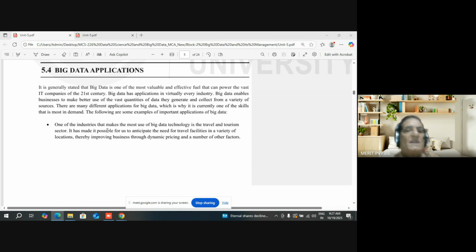So one of the industries that makes the most use of big data technology is travel and tourism. It has made it possible for us to analyze and anticipate the need for travel facilities in a variety of locations. They are improving business through dynamic pricing and a number of other factors.